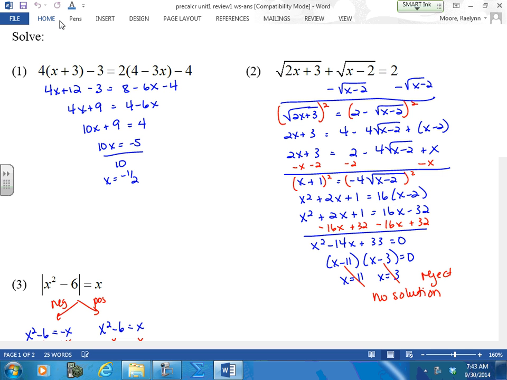Your folders are here, and I put everything in by the date. Take one of each: one we did in class and one we did for review.